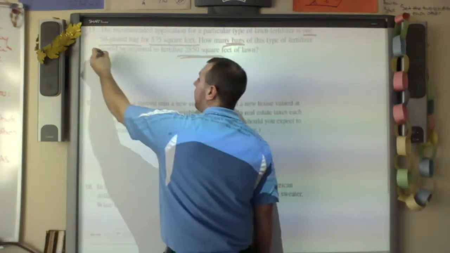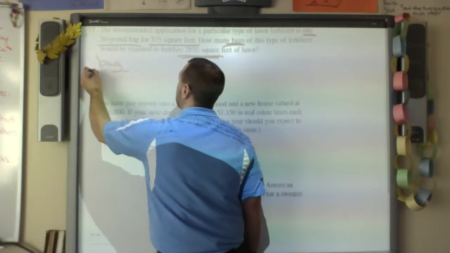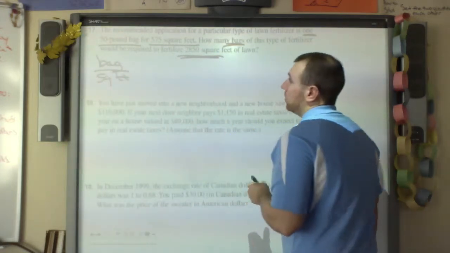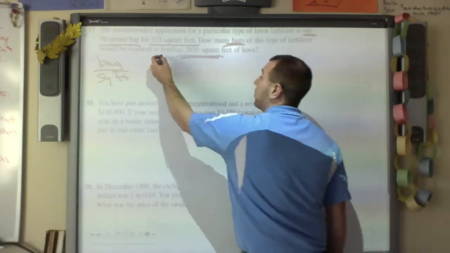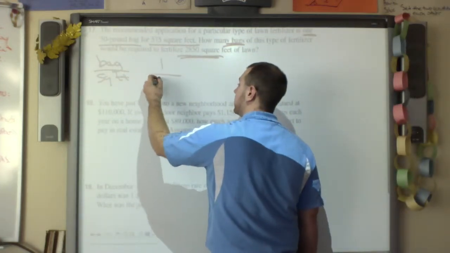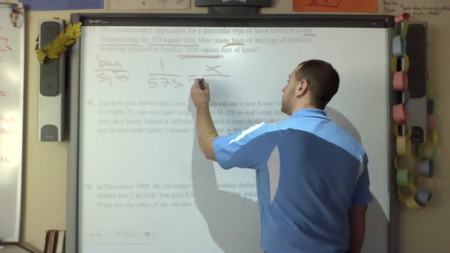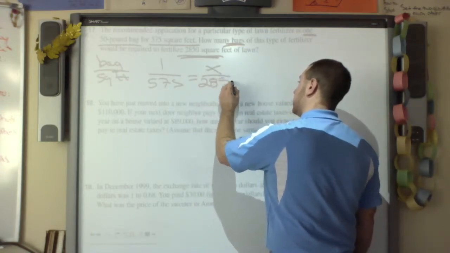So really, one bag is bags over square feet, which means that it's going to be 1 over 575 equals x over 2,850.